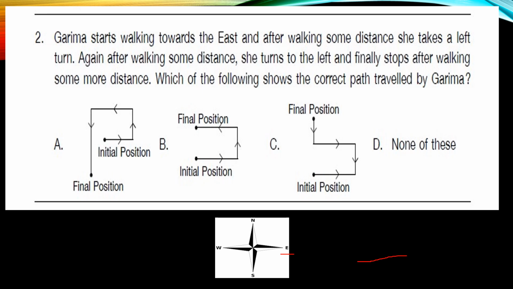Then this is her right side and here is her left side. Then she turned to the left side. So it is left, she walks here. Then it is her right side and it's her left. She turns to the left again and walks some more distance, and this is her final position. So our answer is option B.